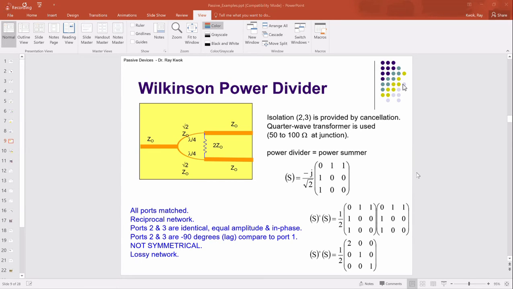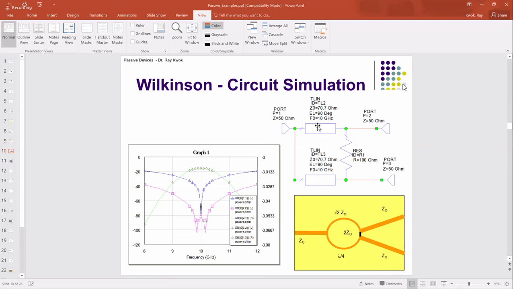Okay, so now you can also build it from the circuit design, which you will be doing. You just build a simple power divider. This is 50 ohm. Looking into here is square root 2 times 50, so it's 70.7. And then you put a resistor in between, making 100 ohms. So now when you put everything together, everything looks pretty good.